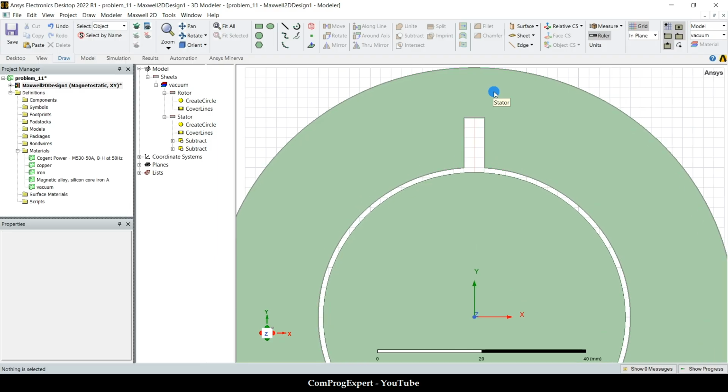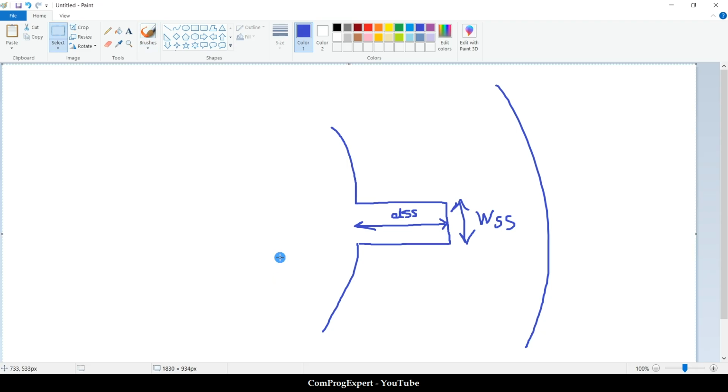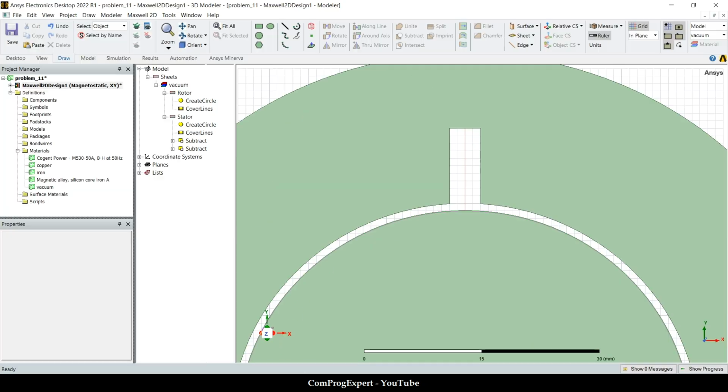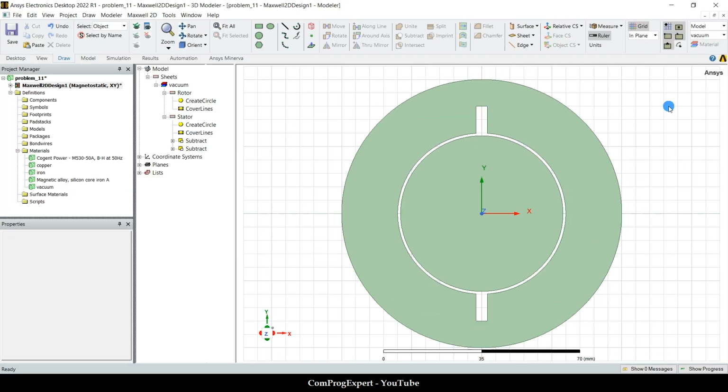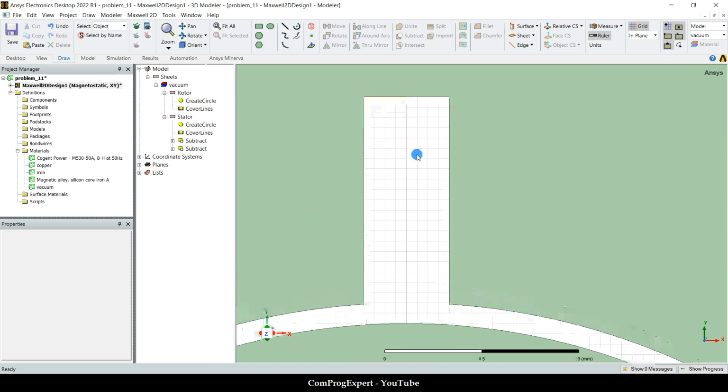These parameters I considered in this case. This is the width of the stator slot, and this is the depth of the stator slot. Anyway, now we can generate geometry for coils like before.